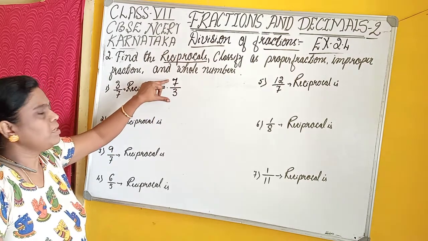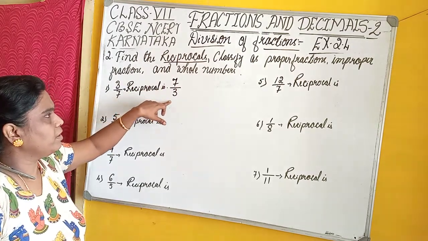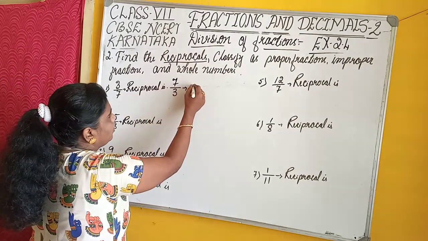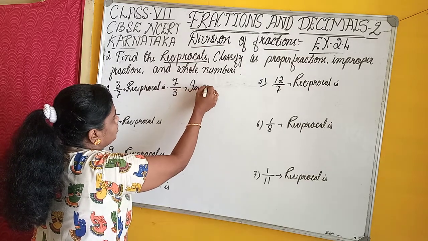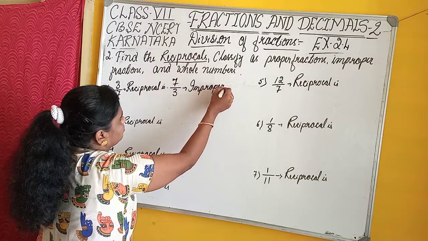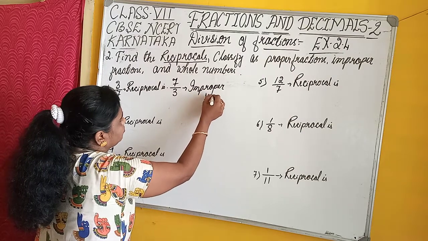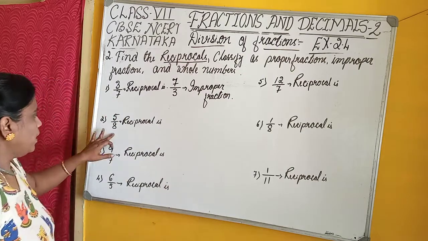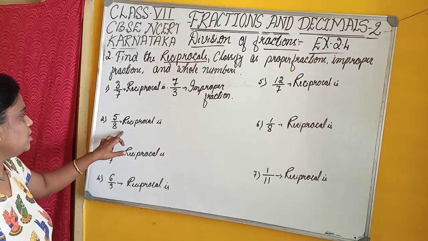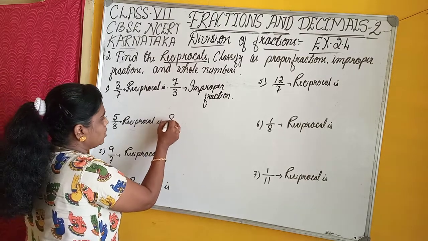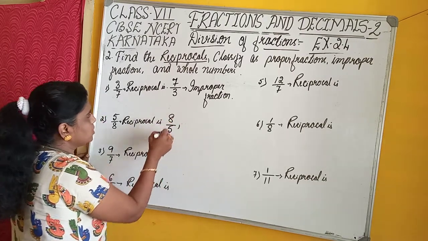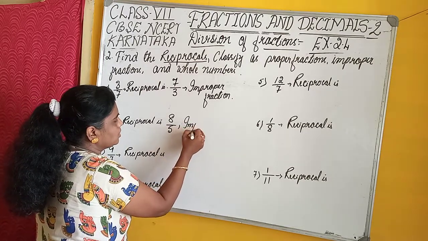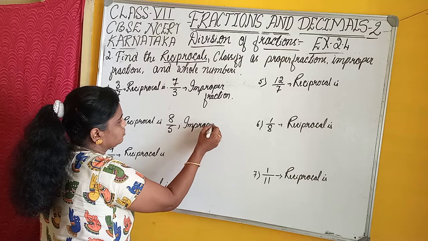In this, the numerator is greater than the denominator. Therefore, which type of fraction is this? Improper fraction. Okay, 5 by 8 is given. The reciprocal of 5 by 8 is 8 by 5. Here also the numerator is greater than the denominator, and this is an improper fraction.